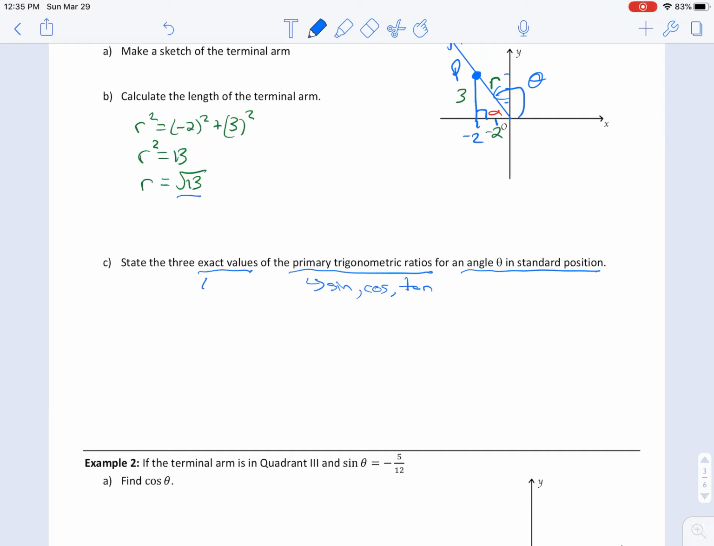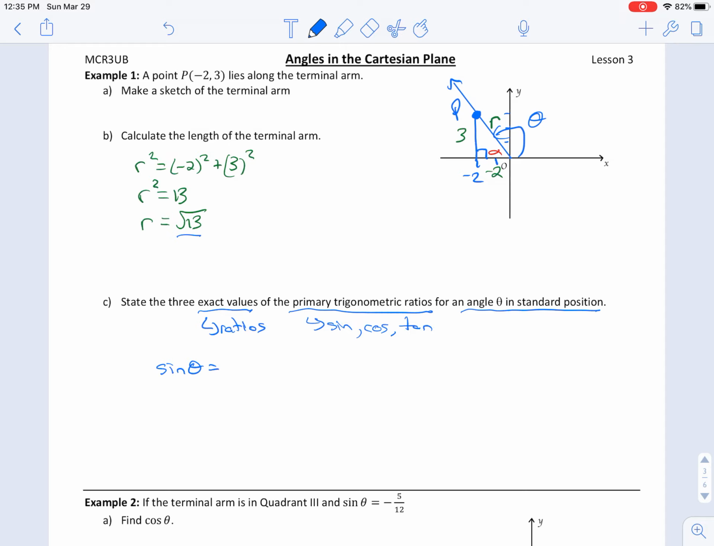And so what they're asking for are just the ratios, so the ratios of the sides. They're not actually asking for what theta is as a degreed angle, but they're asking for the ratios. So if we do that, sine of theta, we say, okay, theta here is the same as alpha. That's always going to be the case, and we use opposite over hypotenuse. So opposite would be 3, and hypotenuse is root 13. And that's all they're asking for.